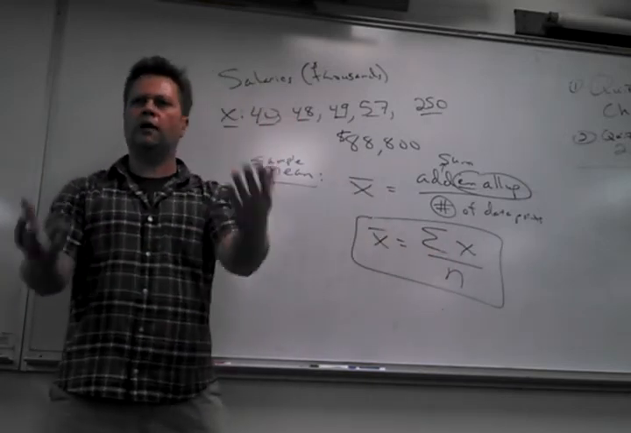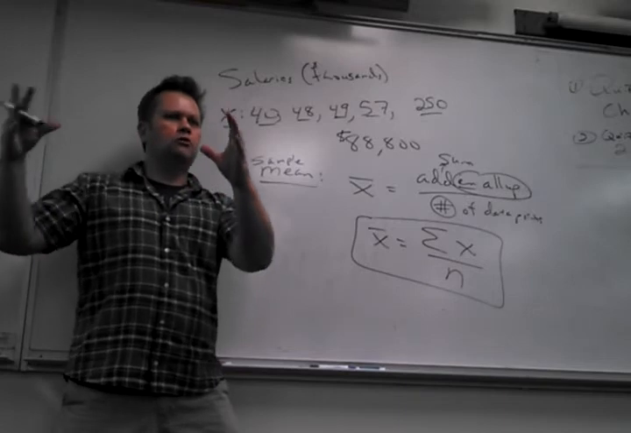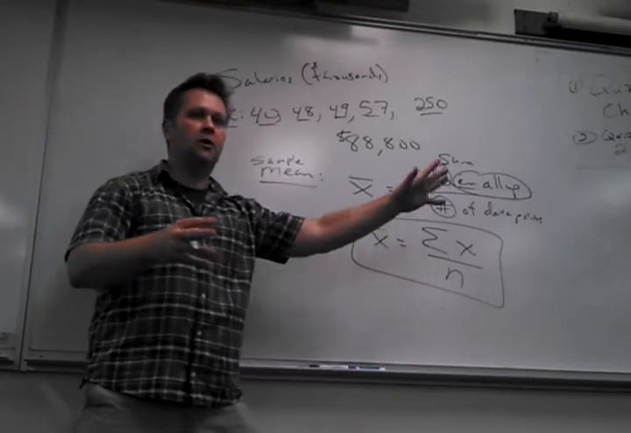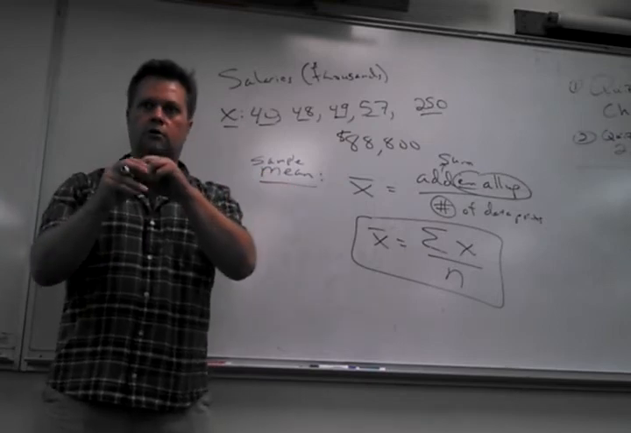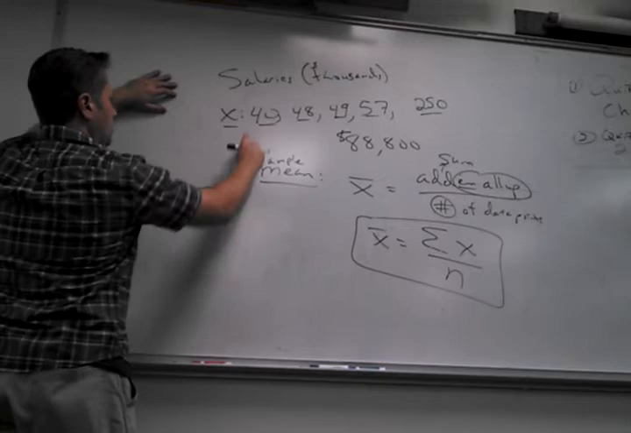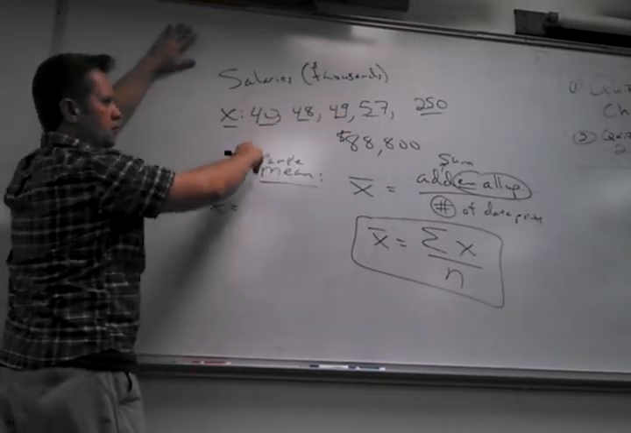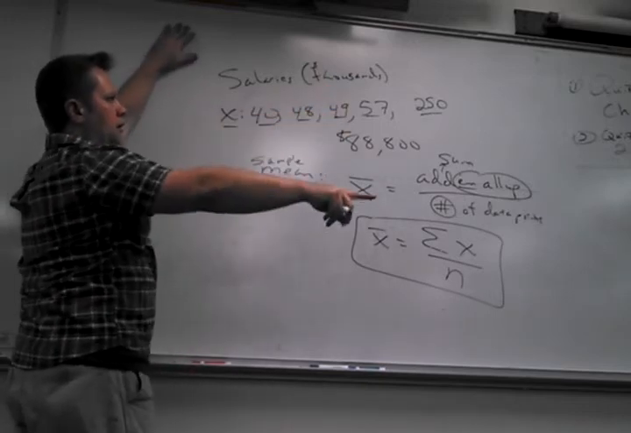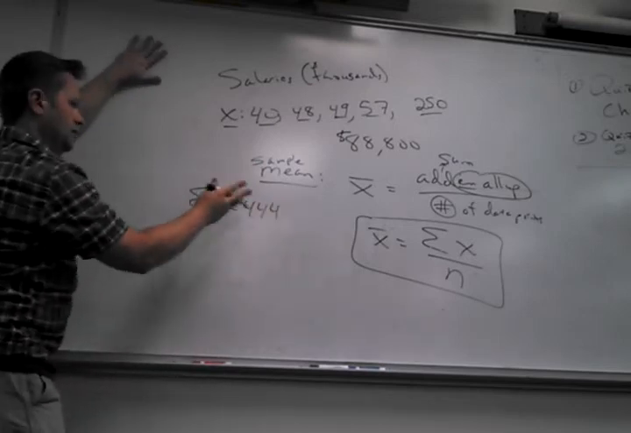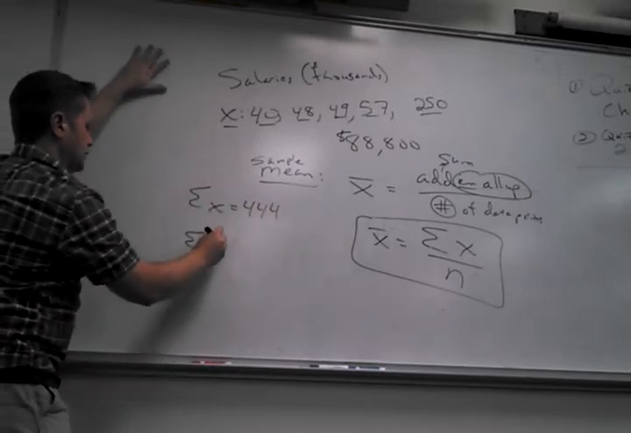So the letter N always means the number of things we're looking at. Uppercase sigma always means add them up. So how do you think I do this? If sum of x, what was the sum of x again? What did you get when you added all these up? 444? Neato. That's cool. So how do you think you do this?